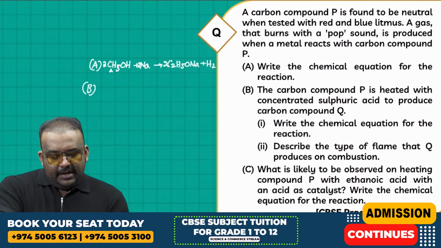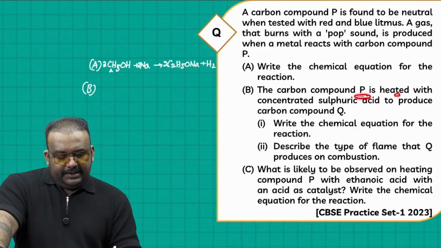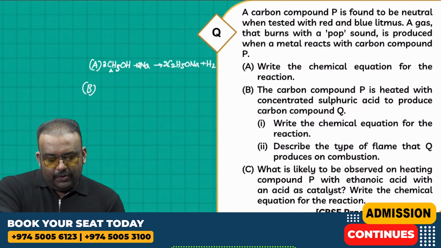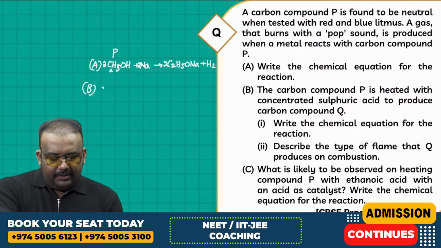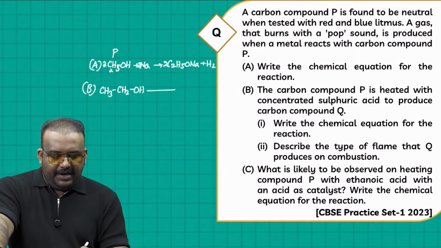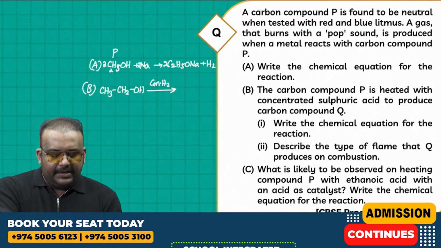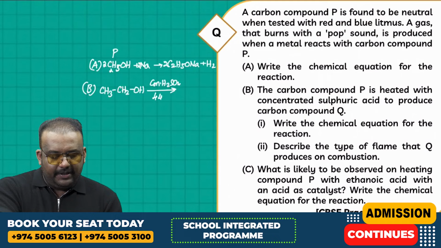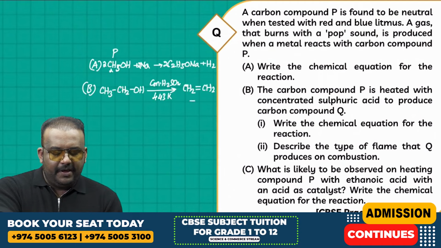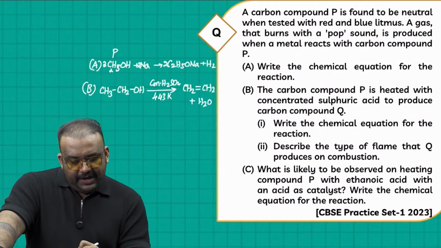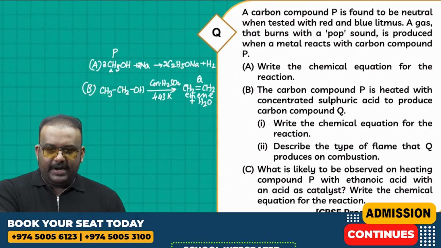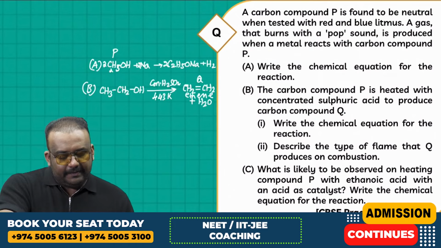And then second, the carbon compound P is heated with concentrated sulfuric acid to produce carbon compound Q. So who is P here? P is ethanol, CH3CH2OH. When it is heated with concentrated H2SO4 at 443 Kelvin, we studied that this is called a dehydration reaction, because it involves removal of water from ethanol. And we get a compound called Q. Who is Q? Q is ethene, right? Q is going to be ethene.